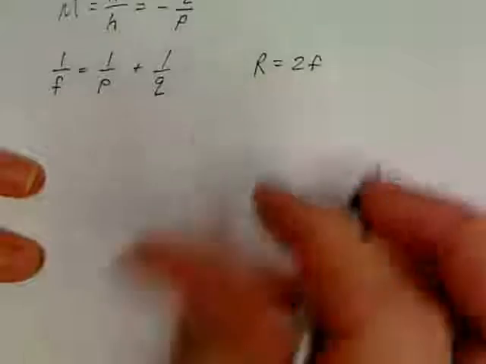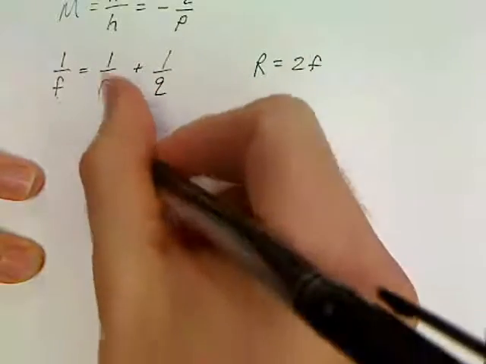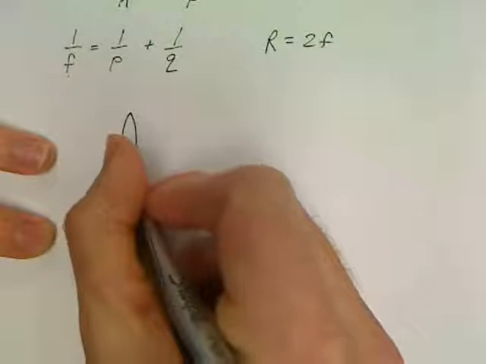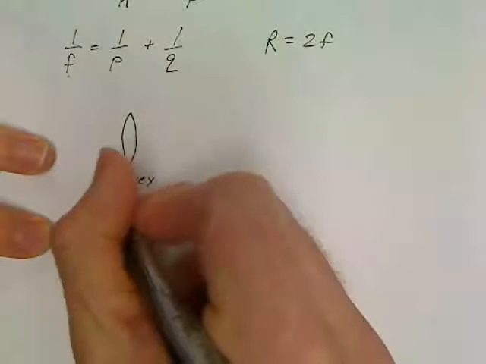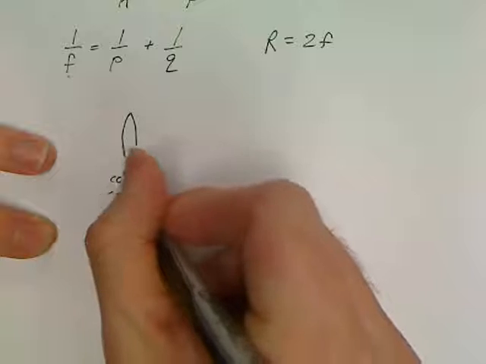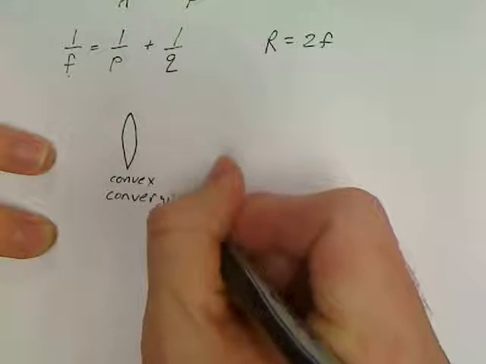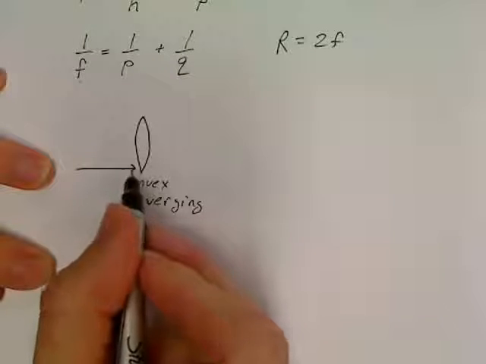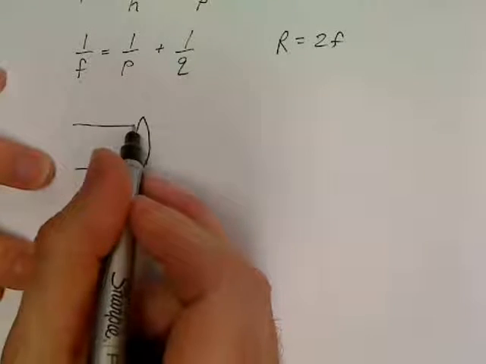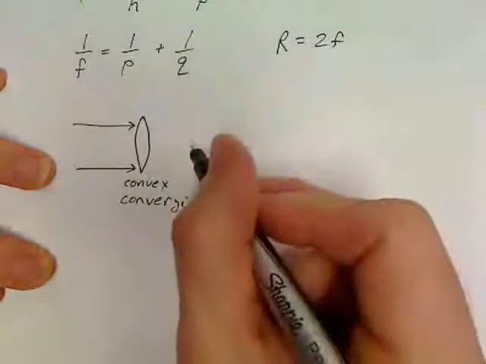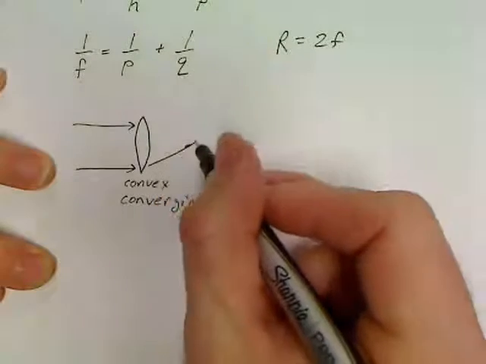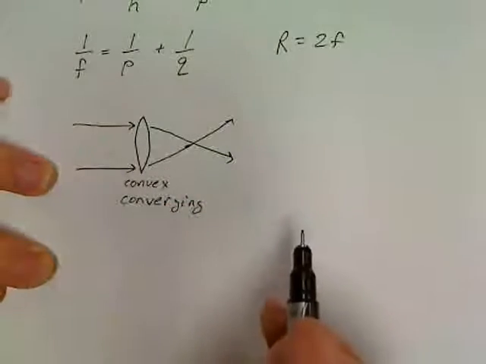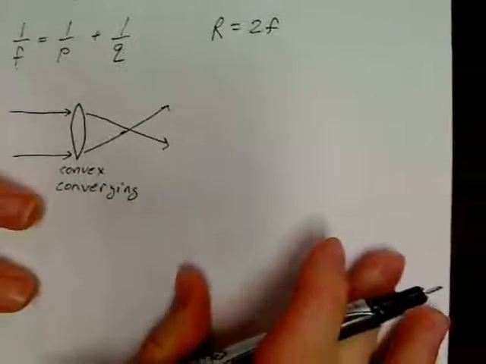Alright, so two main types of lenses. Your convex lens, which is called converging for a reason. The reason it's called converging is that when parallel rays of light enter a convex lens, they're going to be bent towards some focal point. So there's a convex, or converging, lens.